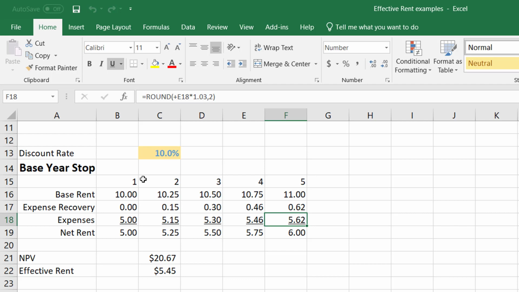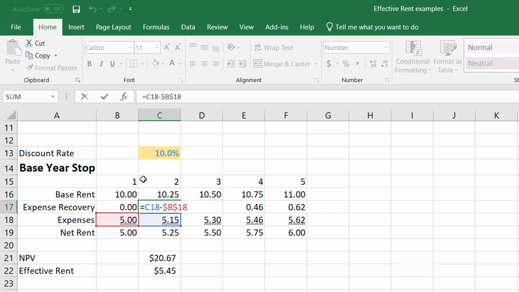The last thing that we got for this particular kind of lease, the base year stop, is to do an expense recovery. And if you recall, the expense recovery for a base year stop means anything over the base year we're going to recoup. Any expenses over the base year stop we're going to get back. So the base year stop in this example is $5. So in year 2, when the expenses are $5.15, we're going to get the difference between the base year stop and the $5.15, and that's showing up in this formula. And I'm subtracting the $5 from the $5.15.